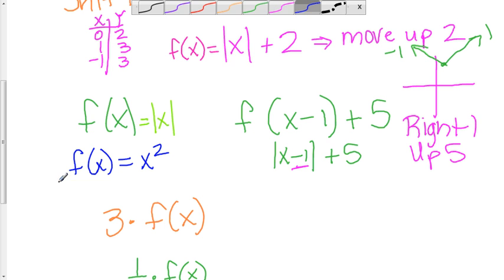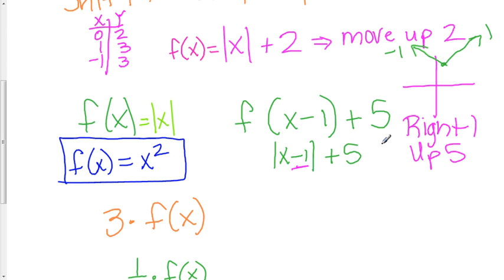If the original function was x squared, the same things would happen. It would still go to the right 1 and up 5, and you'd have your vertex right here at 1 comma 5. But now, because it's x squared, it would be a parabola and do this.